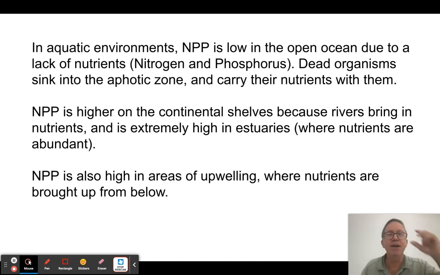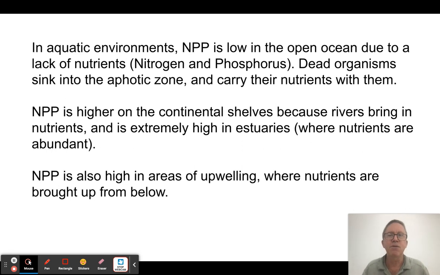Now, in aquatic environments, or ecosystems, I should say, what we find is NPP is more often limited by nutrients than anything else. So what we find is that water is obviously never a limiting factor in an aquatic environment. Temperature usually isn't either because in very few places the water actually freezes. So if the water is liquid, then cells can do their thing. But what we find is nutrients are usually the main limiting factor.